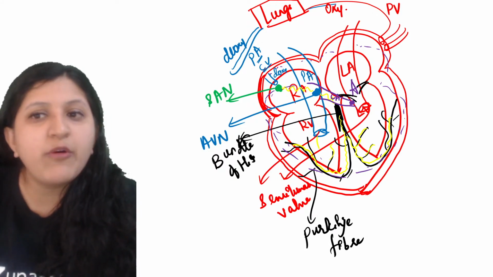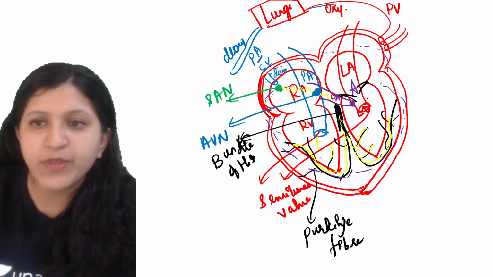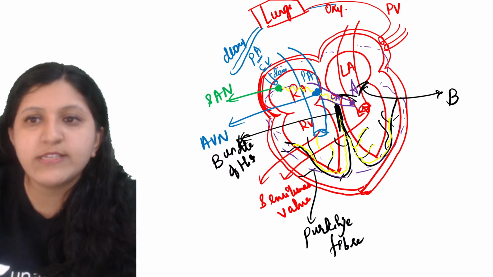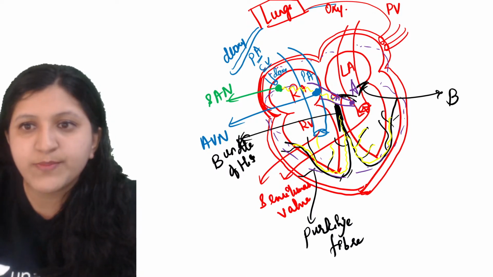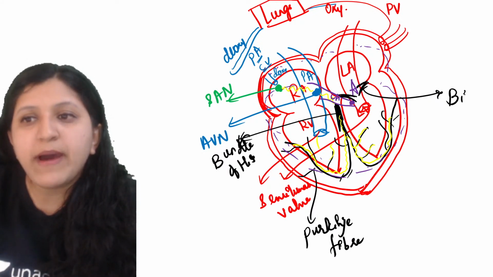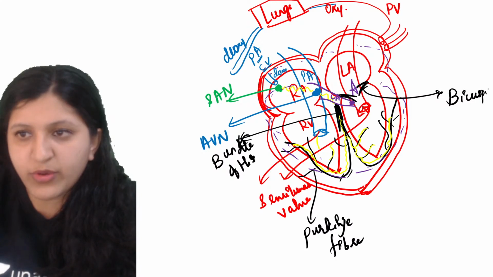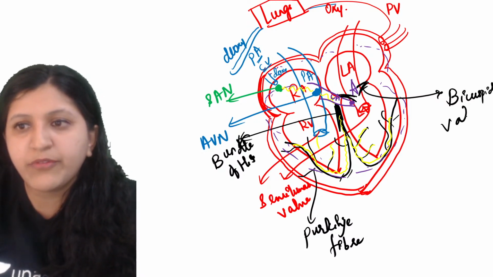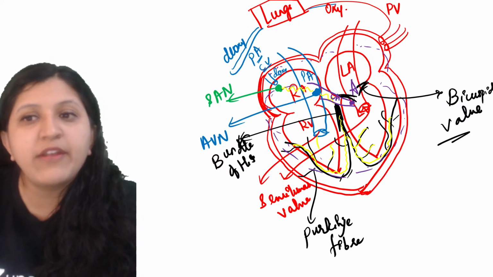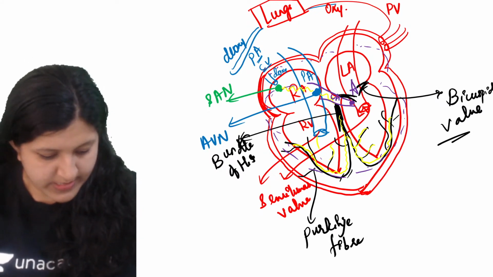So this is now a bicuspid valve which you see. These are the two cusps, you can see two cusps. This is one cusp and this is another cusp. This is one and this is another. So this is the bicuspid valve. This is a bicuspid valve which is present.